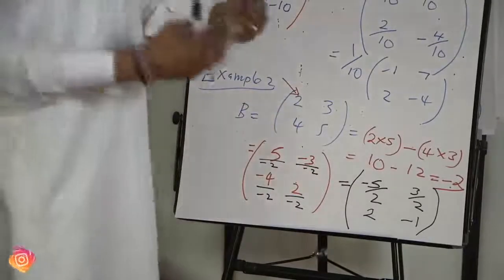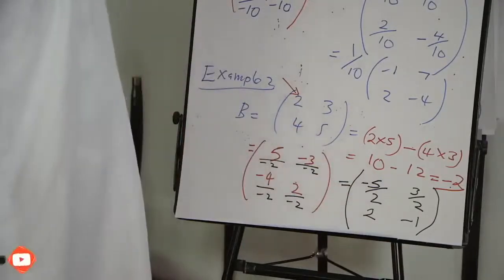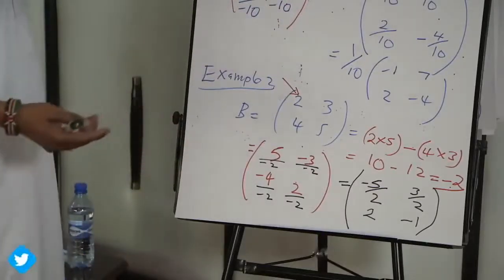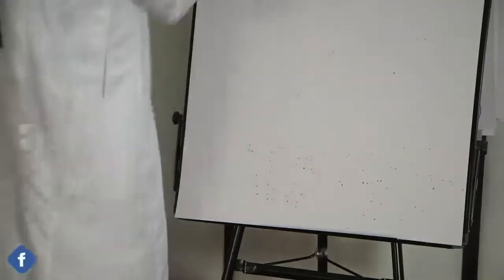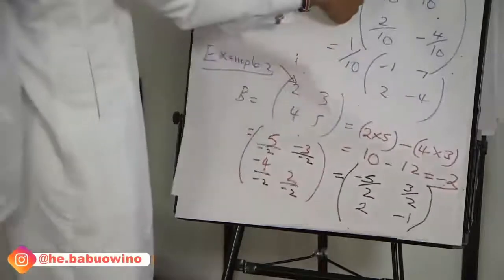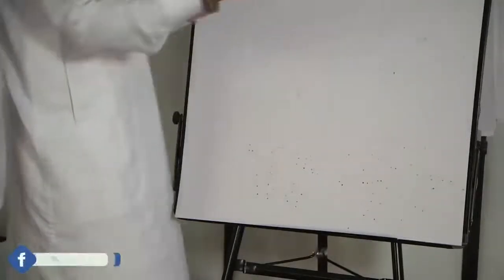So we want to multiply the matrix B by its inverse, or the matrix A by its inverse. What do we get? Let's start with A. A is 4, 2, 7, 1, and then the inverse of A is minus 1 over 10, 7 over 10, 2 over 10, then minus 4 over 10.